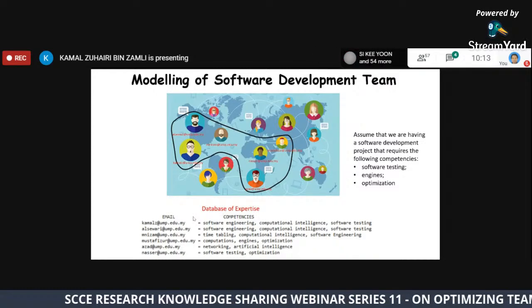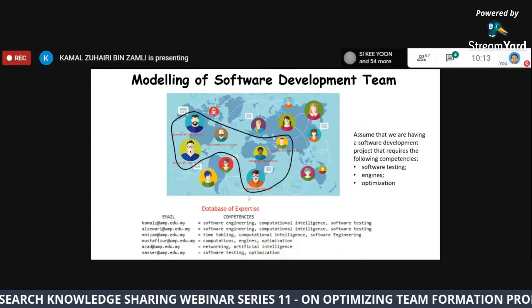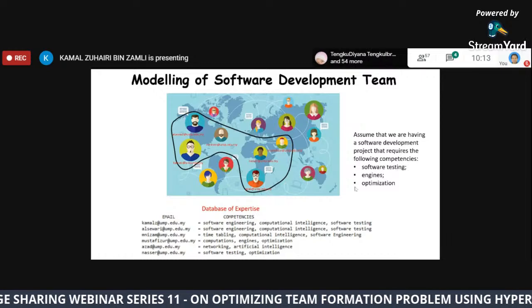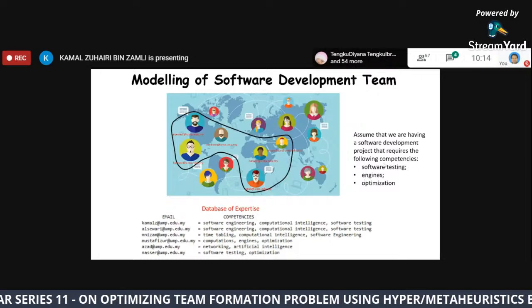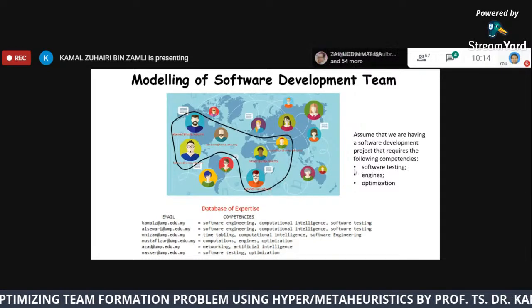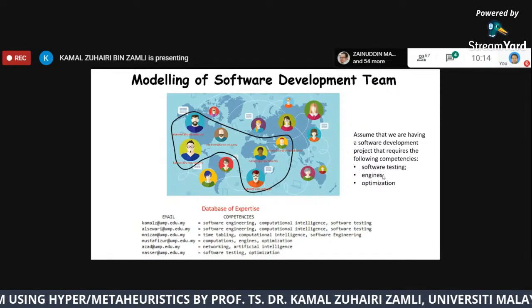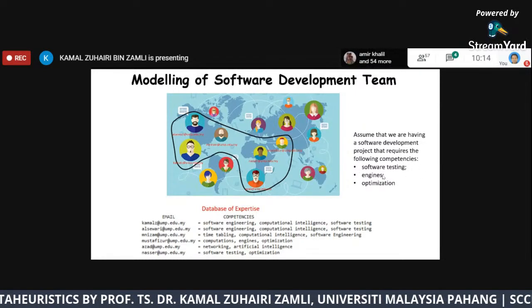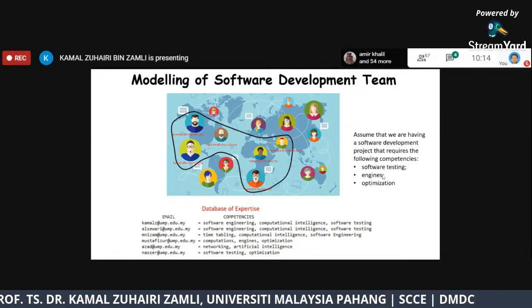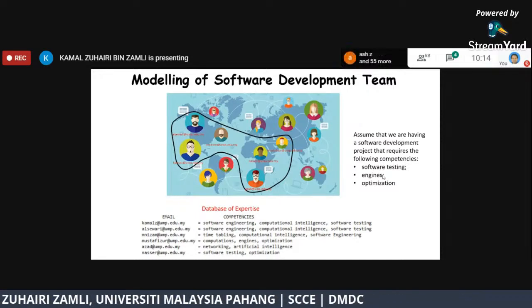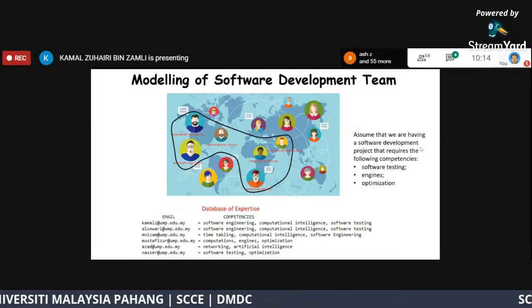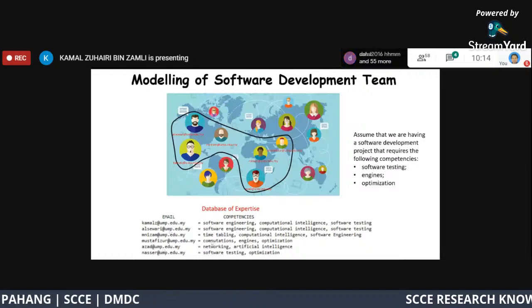Let's say we have a project that requires the following competency. For this project, I require some expert in software testing, some expert in engines, and some expert in optimization. So how am I going to build a team from this requirement of the project, from the list of experts that I have?